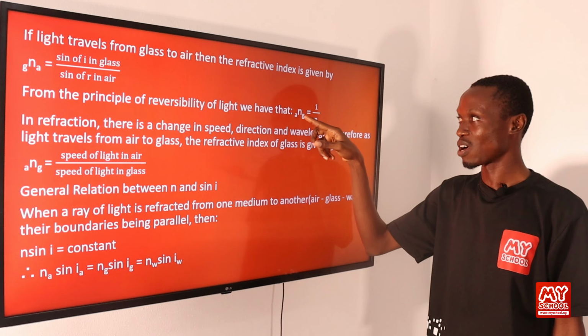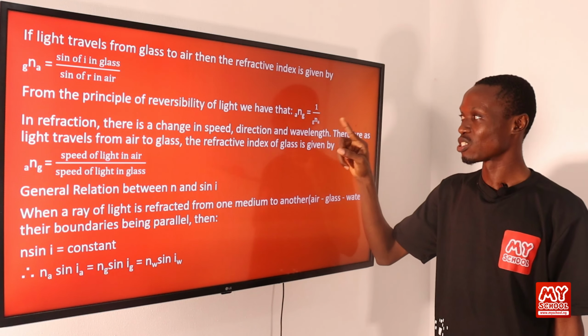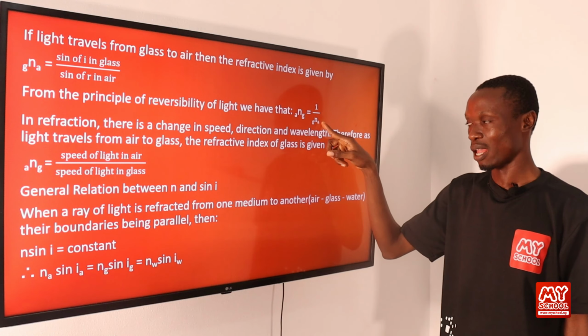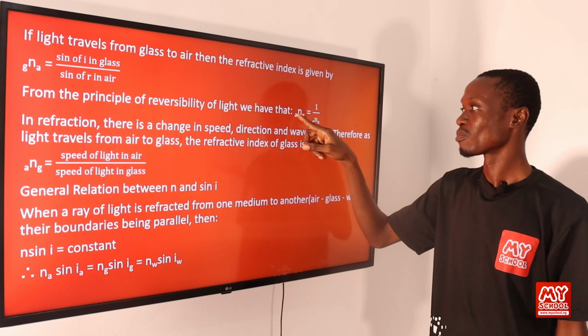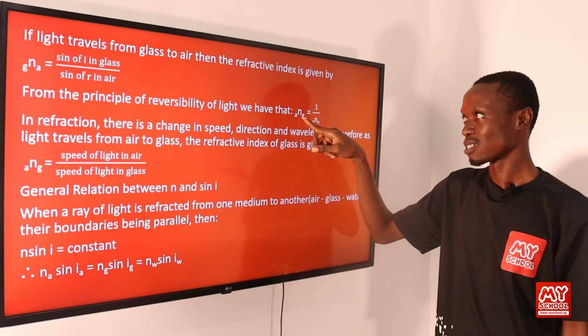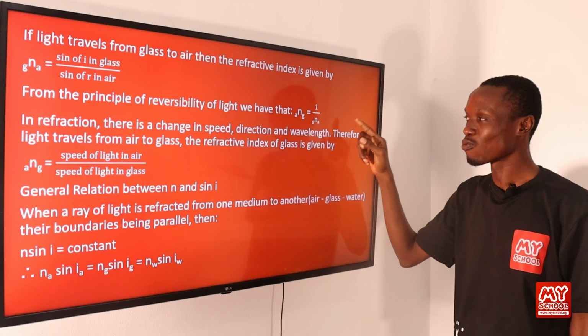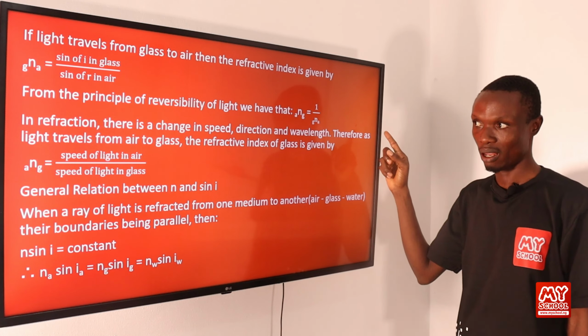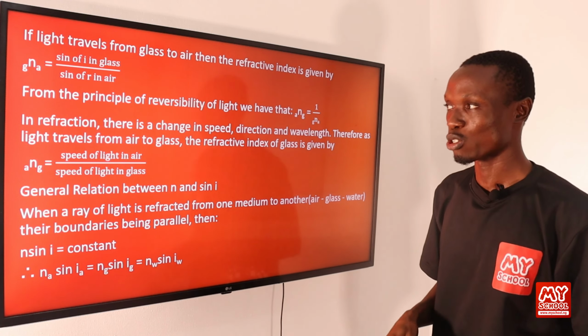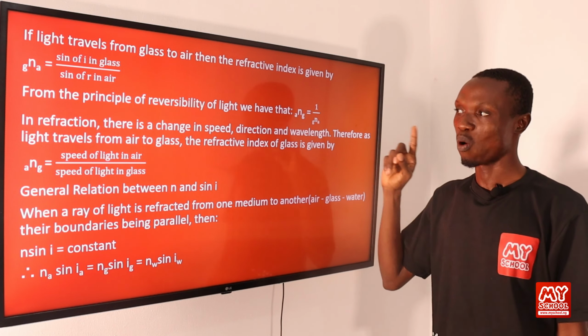So we can as well reverse this to be equal to 1 over the refractive index when the light ray travels from glass to air. That is, this is when the light ray travels from air to glass. It is now equal to 1 over the value when the light ray travels from glass to air. So in refraction, there is a change in speed, direction, and wavelength.